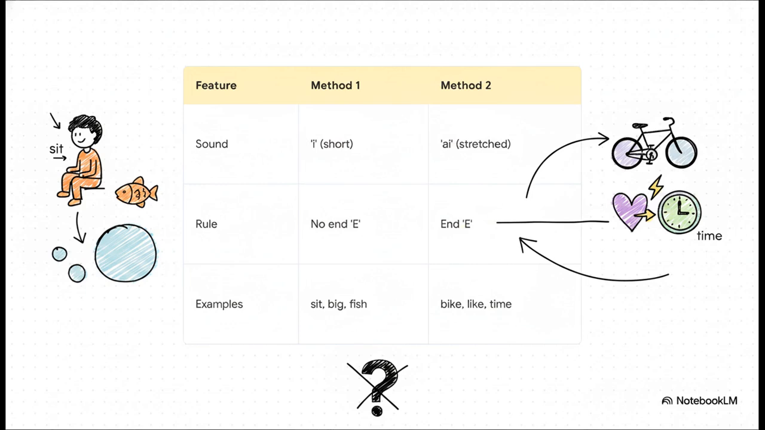Look at method 1, the short I. The sound is a crisp I. There is absolutely no ending E, and our examples are sit, big, fish. Contrast that with method 2, where the sound stretches into a long I. It relies entirely on that silent ending E, giving us words like bike, like, time. Seeing the pattern lined up side by side like this, it literally takes all the guesswork out of the equation.